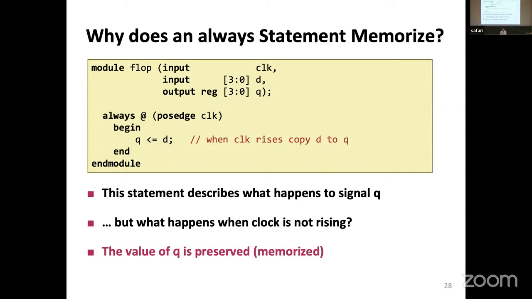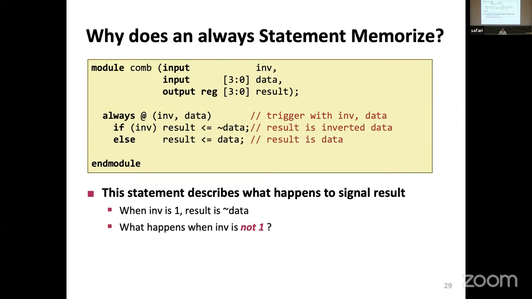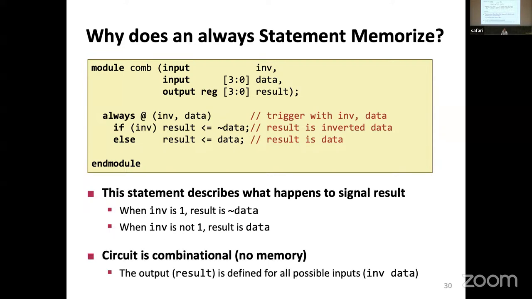The way it's understood is that because you didn't say what is happening, I'll assume that I'll preserve it. Which is slightly crazy. Especially, let's come to this thing. In this always statement, I have two things, inf and data. If inf, result is not data, else result is data. And it's a perfectly valid always statement. This statement describes what happens to signal result here. When inf is one, result is not data. And what happens when inf is not one? Well, then it is going to be data.